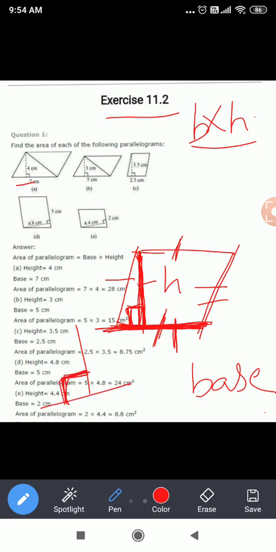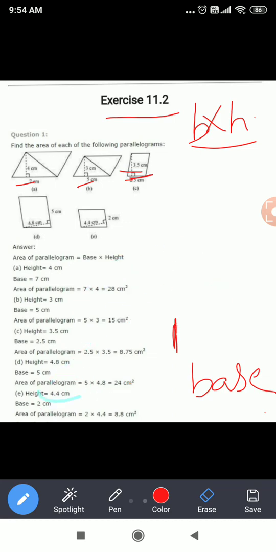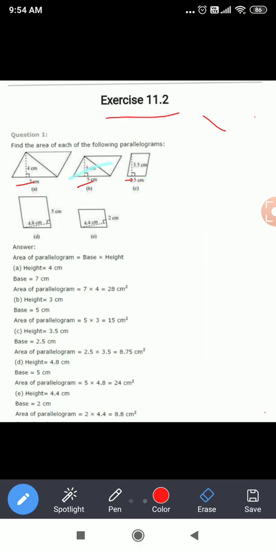Everywhere, in each and every question, you can see the sign. On whichever line the sign is there, that will be the base. And the line which has this sign will be the height. So we will put those things as base and height and multiply to get the area of that particular parallelogram. So now let us proceed.